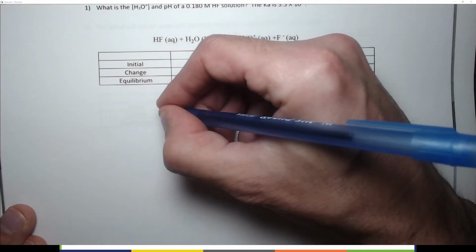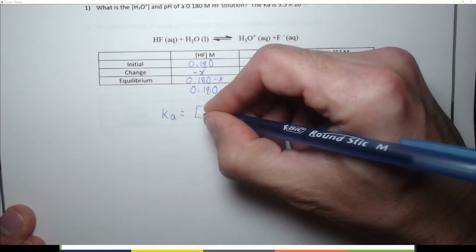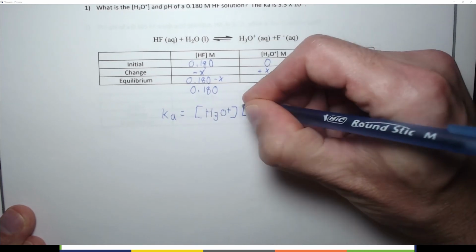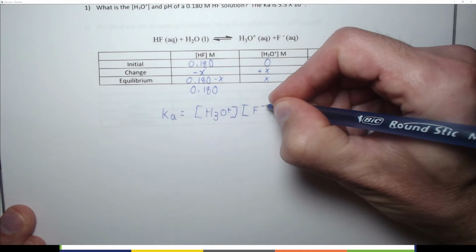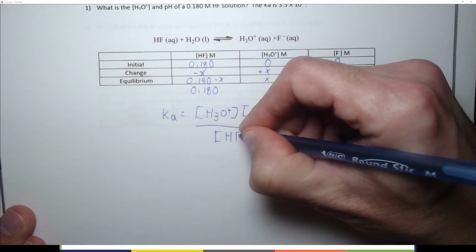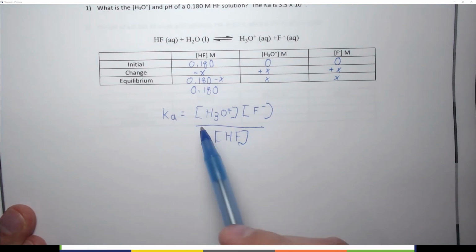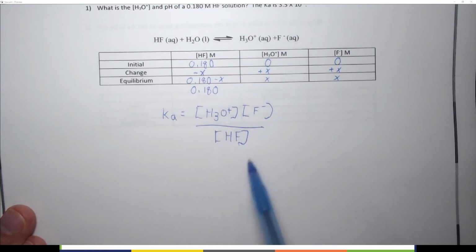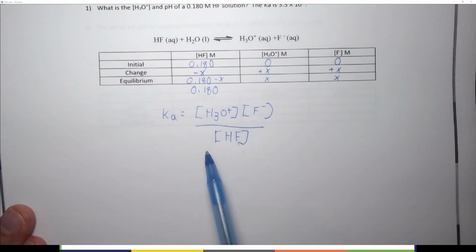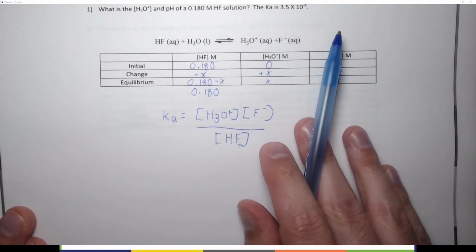So now let me write the Ka expression. Ka equals products. First product is H3O+. Second product is F- over reactants, HF. Note, Ka and Kc are the same. I could call this Kc, but you don't call this Kc because it's a special case where we have an acid, but this is the same as Kc. This is nothing new. All right, now I have a Ka value. Sorry, it's not on the screen.